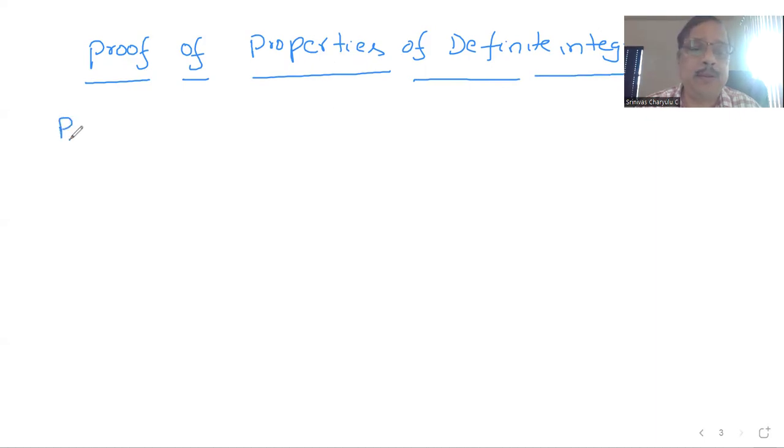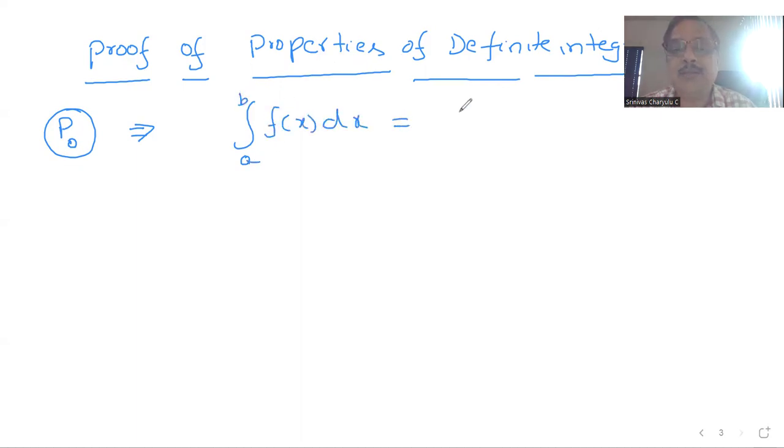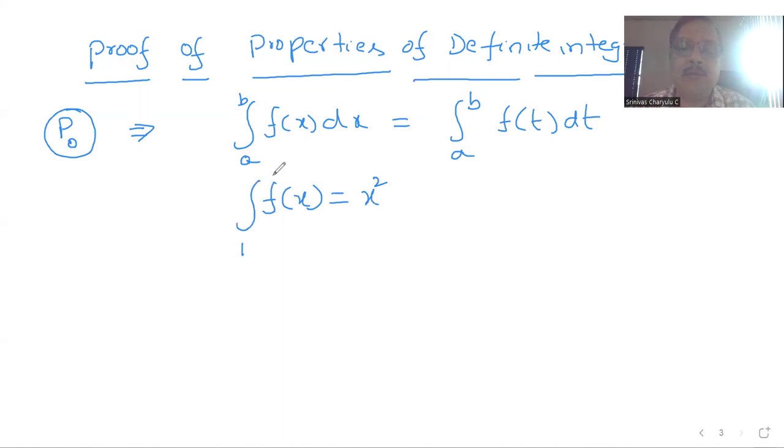What is our first property? P1. This we call P1 or P0, whatever you call. The textbook NCERT has given P0. We call it like that only. Here, integral a to b f of x dx is equal to integral a to b f of t dt. Very simple. Let us say f of x is equal to x square, from 1 to 2. Then put x is equal to t.